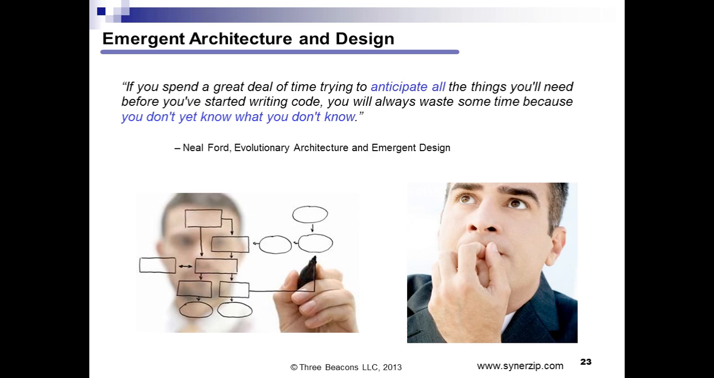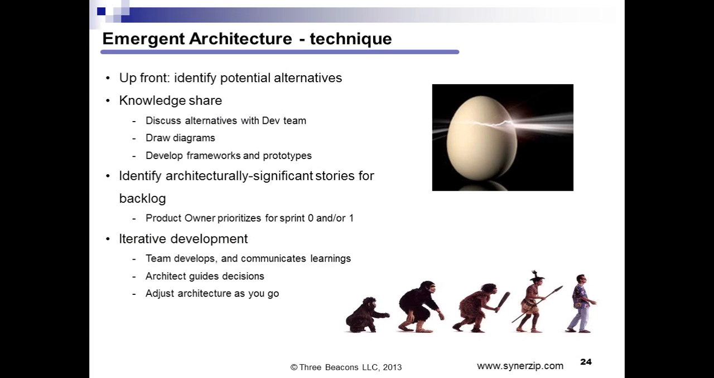So here's a quick review of the Agile architecture technique. Up front, identify potential alternatives. Lots of knowledge share. Discuss it with the development team. It's all about diagrams and then the hands-on coding of the frameworks and prototypes. Identification of those architecturally significant stories. Get them prioritized high in the backlog. Make friends with the product owners so that happens. And then participate in the iterative development. And the architect is there to help guide the decisions that the development team is making, and is actually part of the development team, and adjust that architecture as you go.